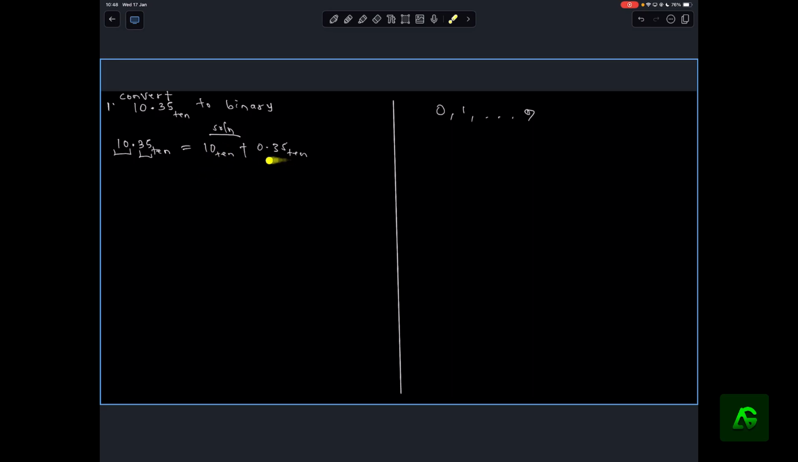But this one that involves a point, 0.35, if you want to convert it to base 2, we'll be multiplying it repeatedly by 2. And the number in the circle will give the answer. So now let's do it together.